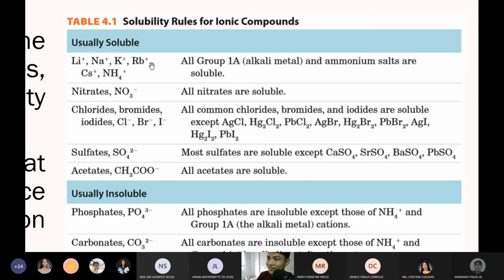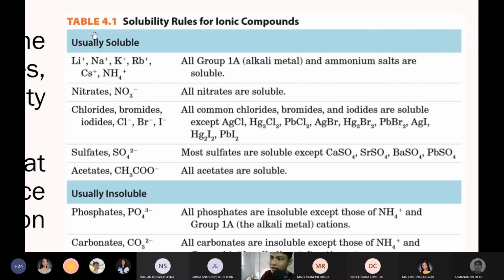Okay? So, ayun. Yun yung ating rule dito. Itong mga ions na to, they do not form precipitate. So, that means, matutunaw sila parati. You will not see them as solid chunks. And then you have your nitrates. Ano sabi? All nitrates are soluble. Ibig sabihin, regardless of its cation pair, soluble siya. Iron man yan, lead man yan, uranium man yan, it will be soluble.